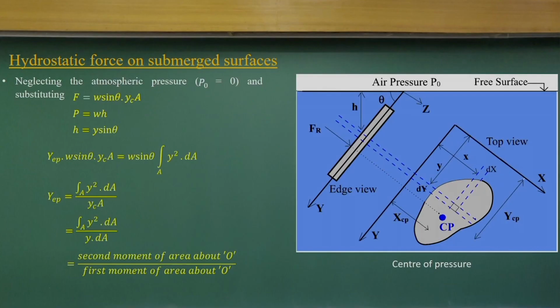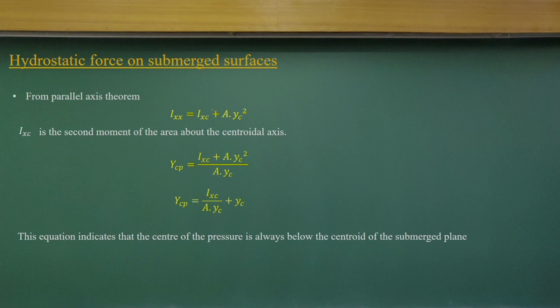If I do the integrations, the force F will be the component we have derived, the pressure we need, and h will be y sin theta. Equating all, we get that YCP will be the integral of y squared dA, the area integral, divided by the integral of y dA. That means the second moment of area about O, divided by the first moment of area about O. Now, if you use the parallel axis theorem, which you know from solid mechanics, you can find the second moment of area about the centroidal axis, compared to the x axis which is at a distance yc away. If I use that, I finally get these equations.